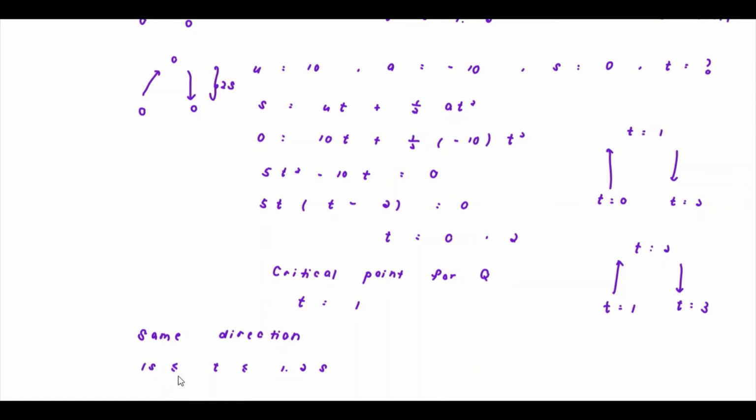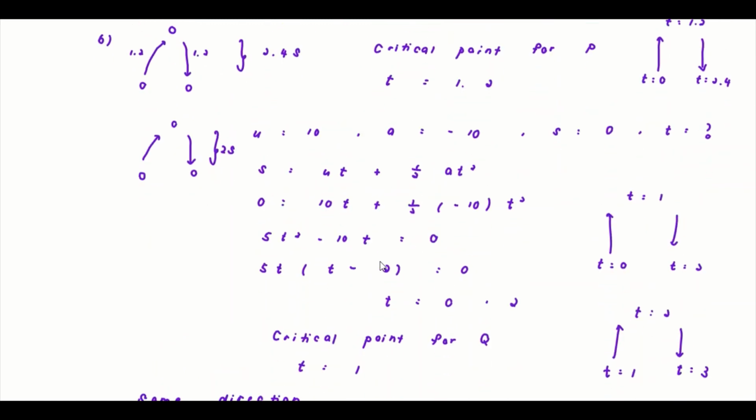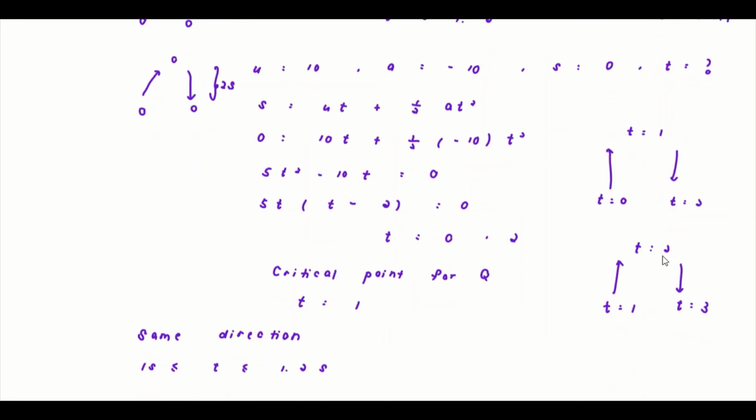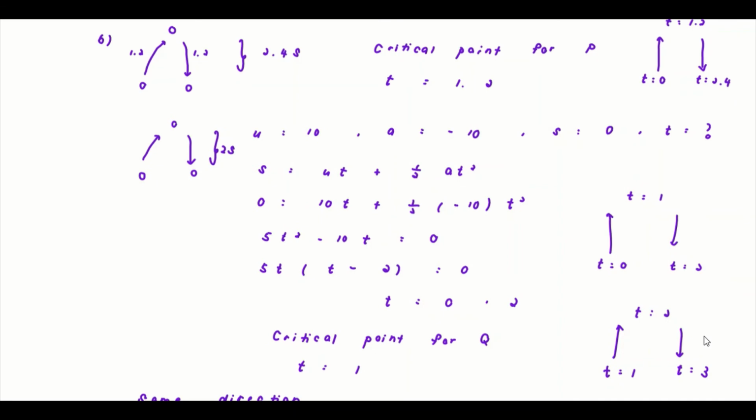It's when both of them are going up. Okay, so now let's see going down. For particle P, the time where it is going down is from 1.2 to 2.4. Then for particle Q, it's 2 to 3. So what is the common time here? It's going to be 2 to 2.4, right? So that's why the other one, when both are going down, is from 2 seconds to 2.4 seconds.